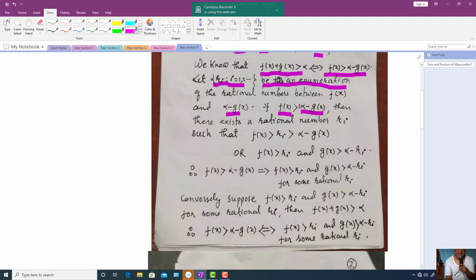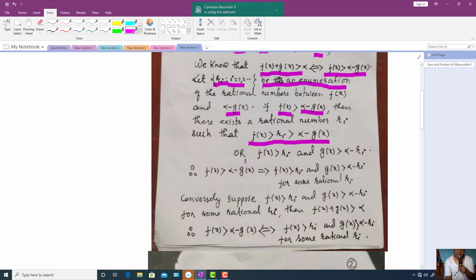That rational number is such that f of x is greater than that rational number, and that rational number is still greater than alpha minus g of x. Then there exists a rational number Ri from this enumeration such that this is true. You can insert one rational number.